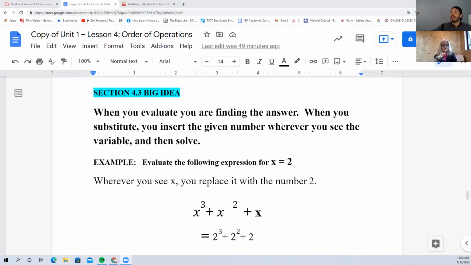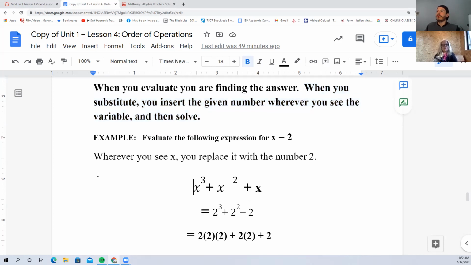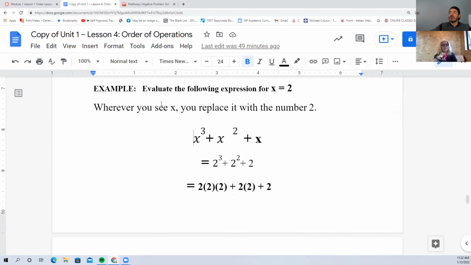All right, but what it means to substitute a given number whenever you see the variable and then solve. This is what we would say evaluating an expression. So we're going to evaluate an expression. We're going to evaluate the following expression for x is equal to 2, meaning that whenever we see an x in the algebraic expression, we're going to substitute a 2 into it.